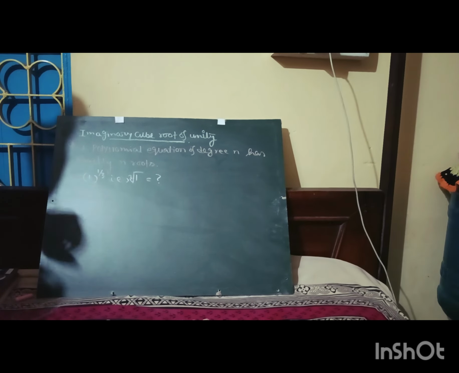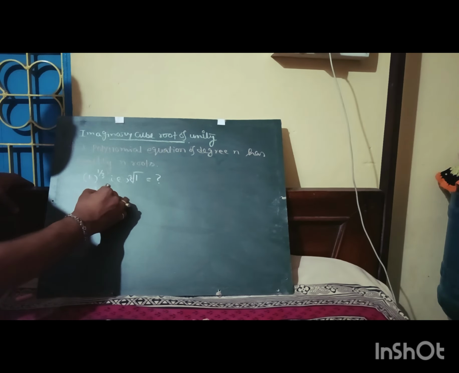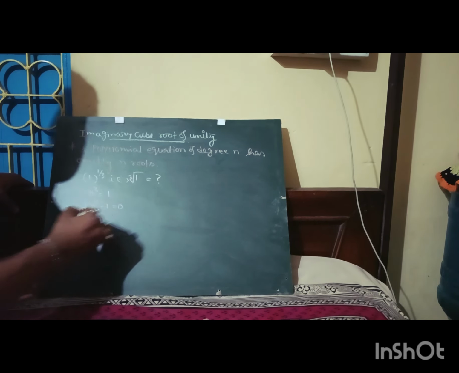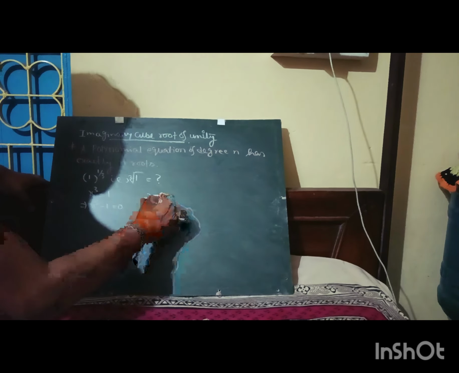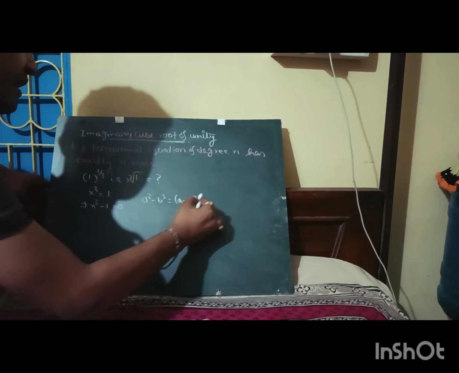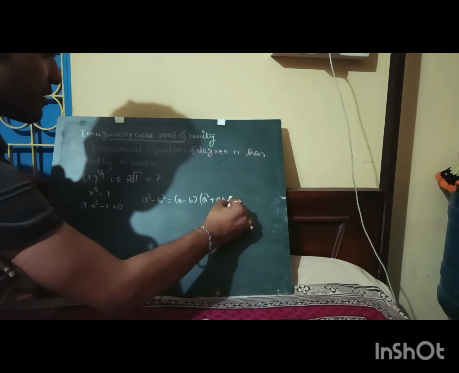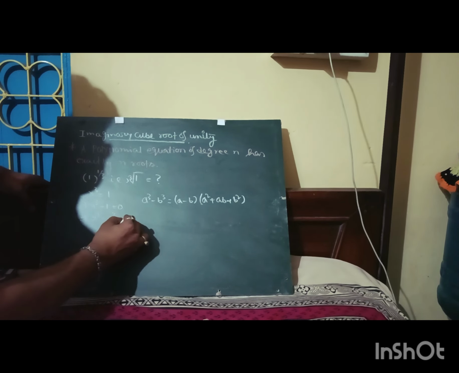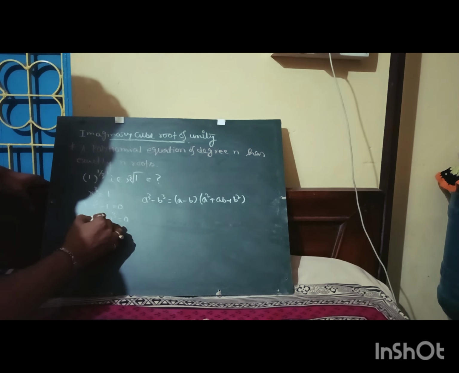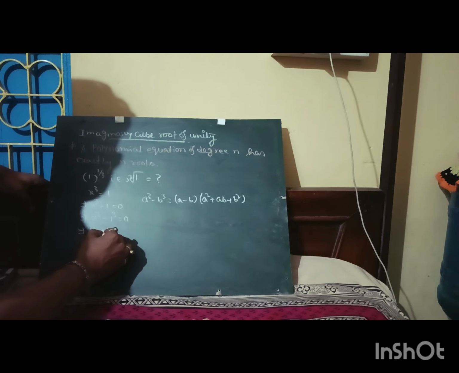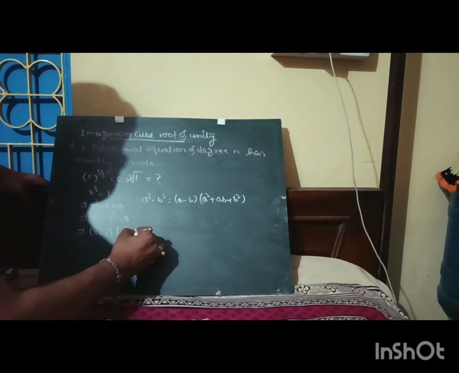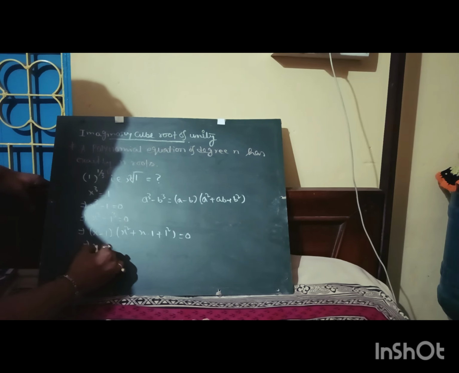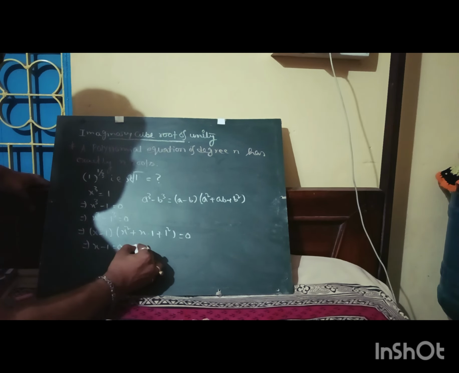We consider the equation x cube equal to 1. That is, x cube minus 1 equal to 0. We know that a cube minus b cube means a minus b times a square plus ab plus b square. So here a is equal to x and b equal to 1. That means x minus 1 times x square plus x into 1 plus 1 square equal to 0.